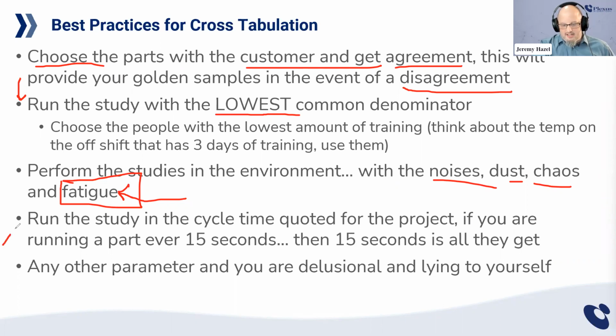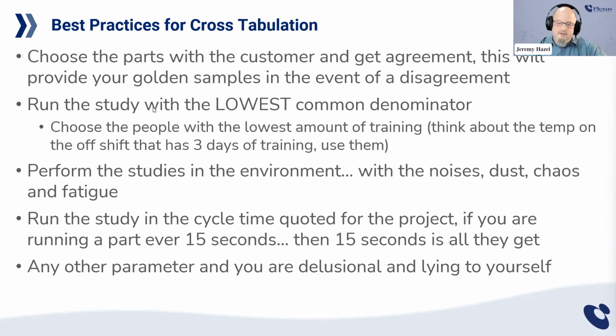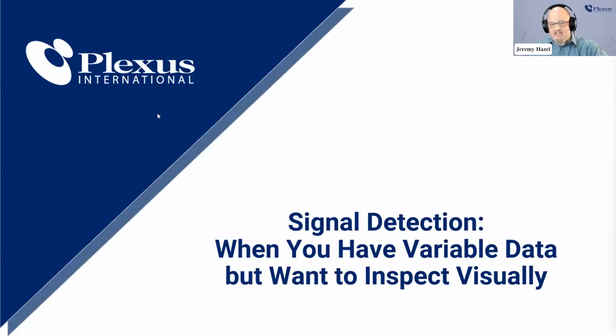And this last part, this is the one that nobody thinks about. Run your study in the cycle time quoted for the project. If you give them 15 seconds, then 15 seconds it is. Folks, this is huge. We sign up to 15-second cycles, and then what we end up doing is we give them 10 minutes to think about the meaning of life with each part. That's not the way it works. So keep the cadence the same way you're planning on mass production, the same environment, the same fatigue, the lowest common denominator for training, and the same cycle time. Because when the mass production starts, that will be the risk.